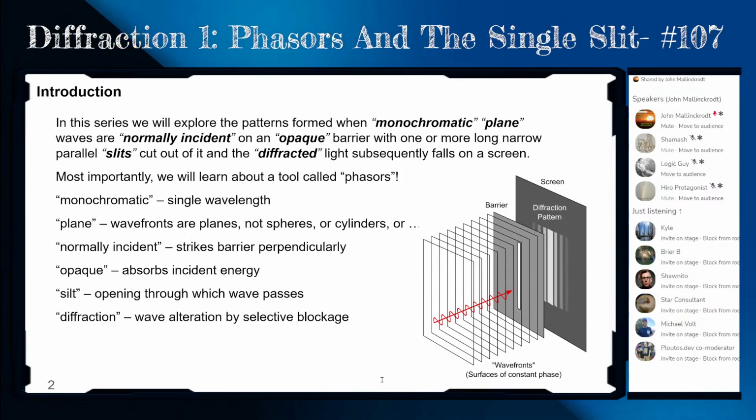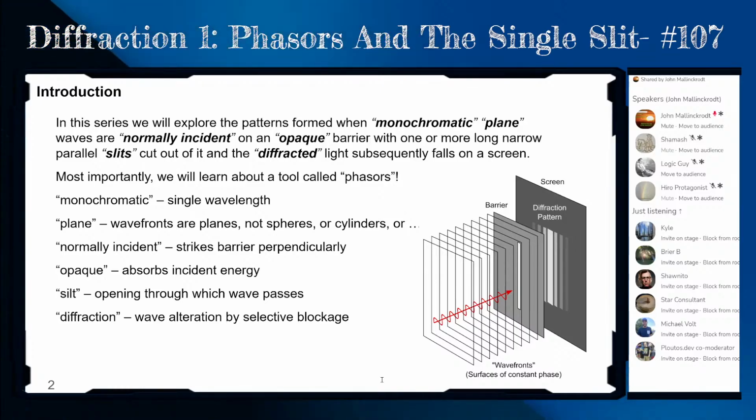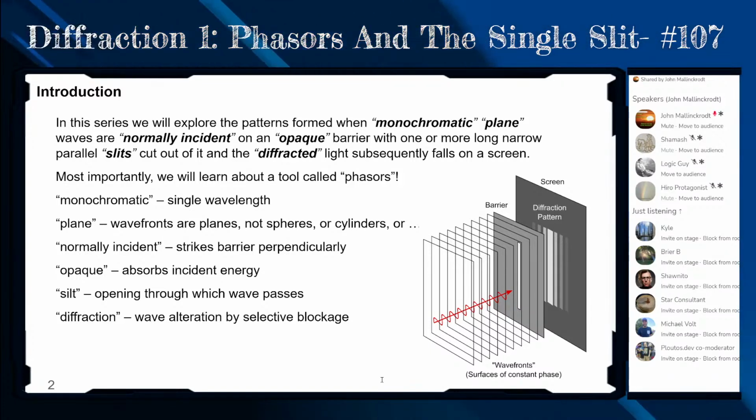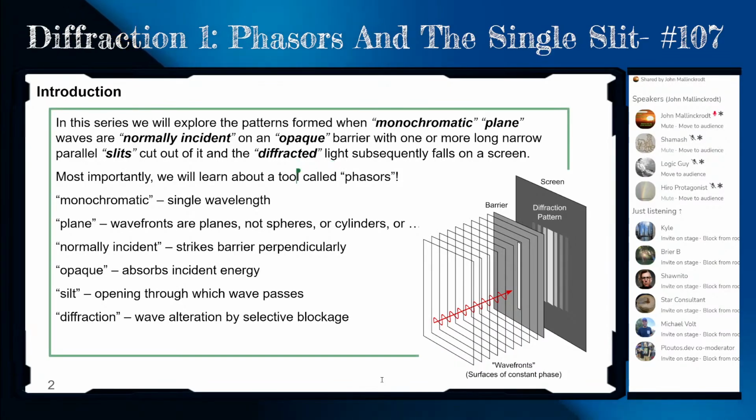So in this series, and I think it will be a series probably of three maybe bites of physics, we're going to explore the patterns formed when, a lot of terminology on this slide, monochromatic plane waves are normally incident on an opaque barrier with one or more long, narrow slits cut out of it. And then what happened? Those patterns formed by the diffracted, as we call it, light that subsequently falls on a screen behind it. And most importantly, we'll learn about this tool that I mentioned called Phasors.